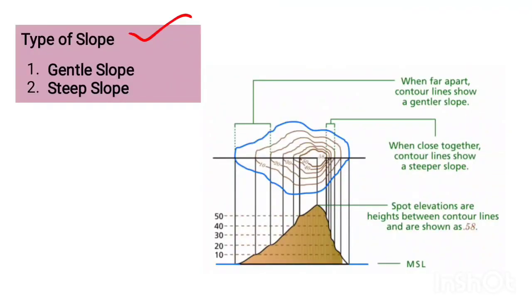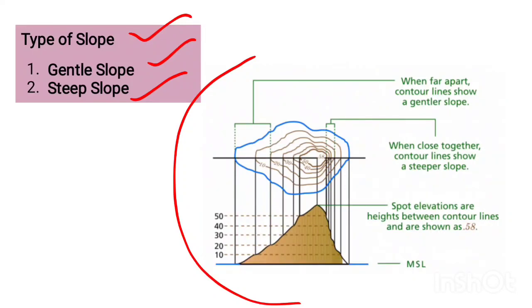And types of slope: two types, gentle slope and steep slope. If you see this picture, with the help of contours, these contours are wider apart from each other, the distance between these contours is far more than between those, which are closer to each other. When far apart, the contour lines show the gentle slope. This is the gentle slope, and when they are closer to each other, they show the steep slope.